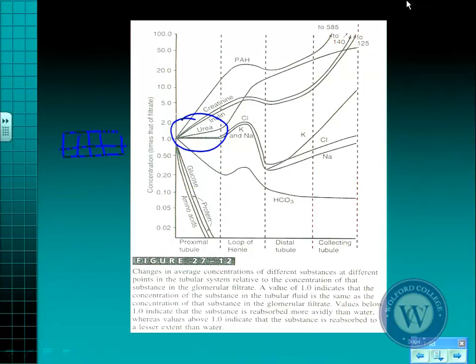Let's see, 1, 2, 3, 4, 5. So that's 1, 2, 3, 4, 5. We're going to say each box is 10 here. And that's your water, and this is your sodium.